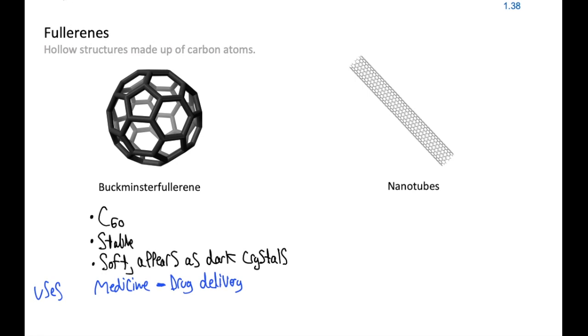And for industry, this particular fullerene has a large surface area. This means it can be used as a catalyst, which is something we use to speed up the rate of a reaction. You don't need to know any more detail about catalysis, but this is what we could use it for, at least in theory.